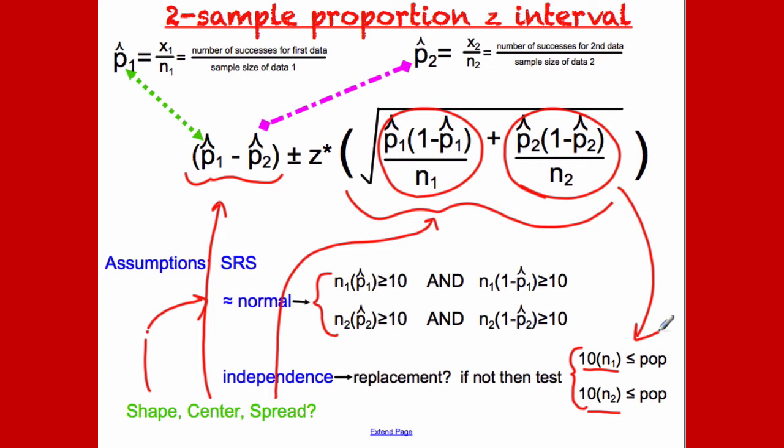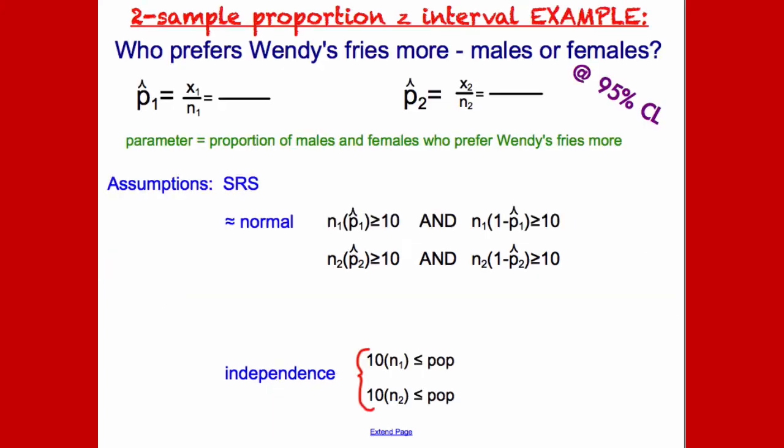Questions on any of those? Stop me at any point if you have a question. So we're going to do an example next. Can I move on? All right, take out your calculators. Help me through this. We're going to do a two sample proportion z-interval example.